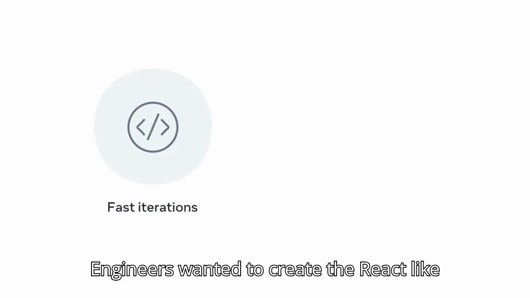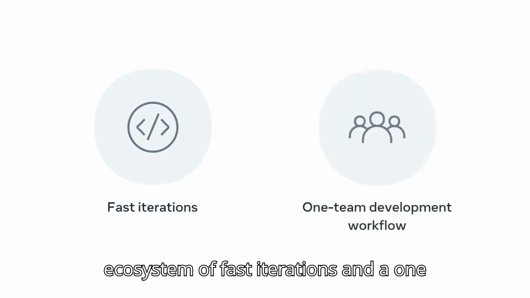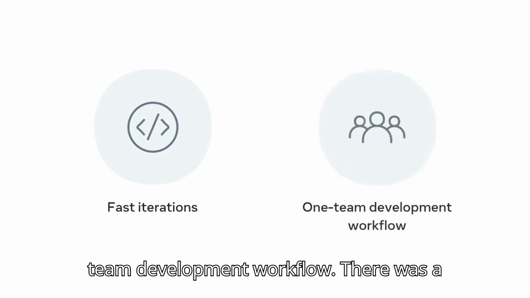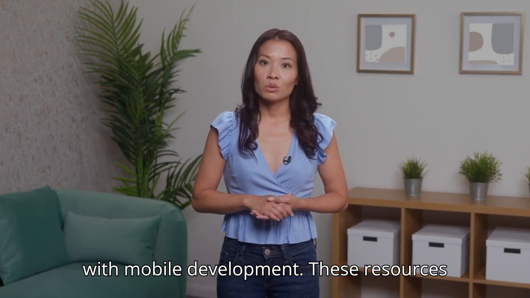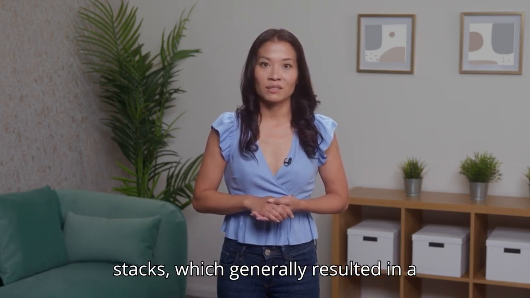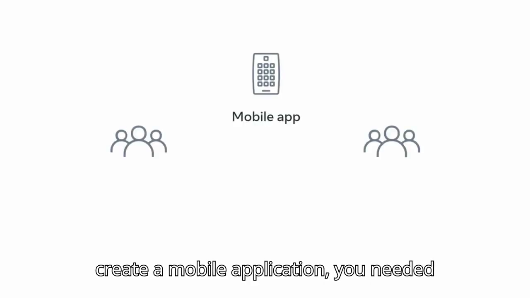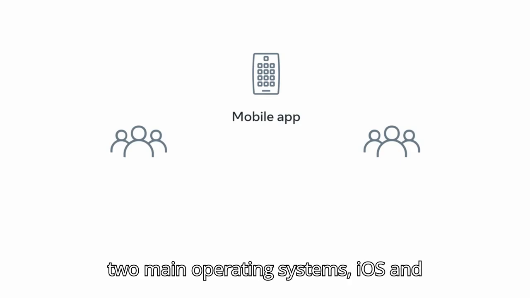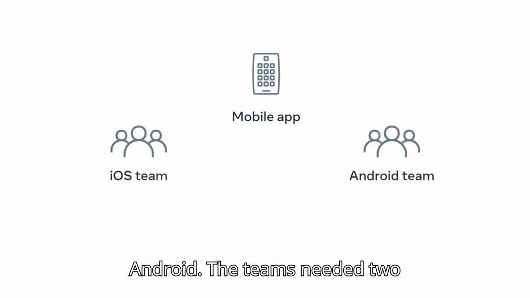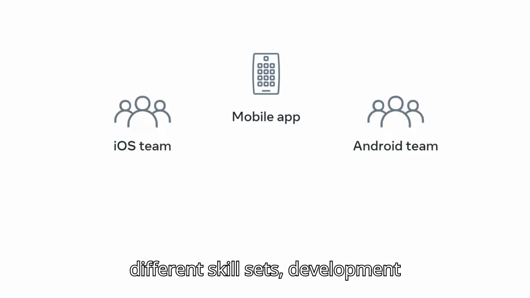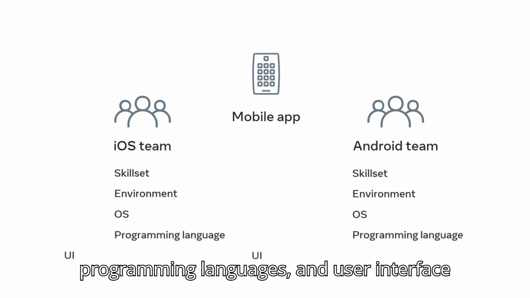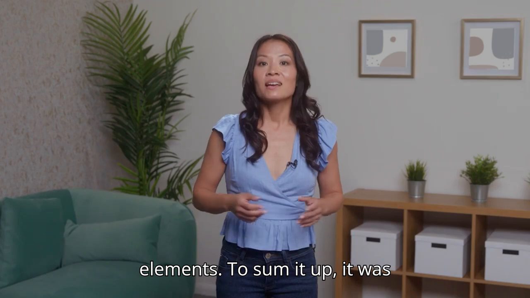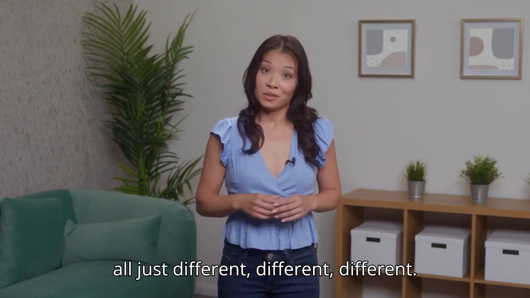Engineers wanted to create the React-like ecosystem of fast iterations and a one-team development workflow. There was a need to reduce the complexity associated with mobile development. These resources included multiple teams and technology stacks, which generally resulted in a slow turnaround. If you wanted to create a mobile application, you needed 2 development teams to build it for the 2 main operating systems, iOS and Android. The teams needed 2 different skill sets: development environments, operating systems, programming languages, and user interface elements. To sum it up, it was all just different.